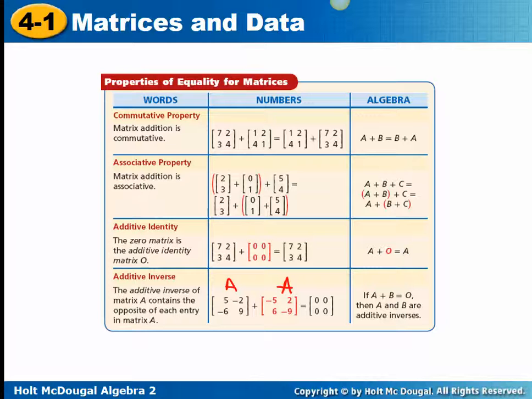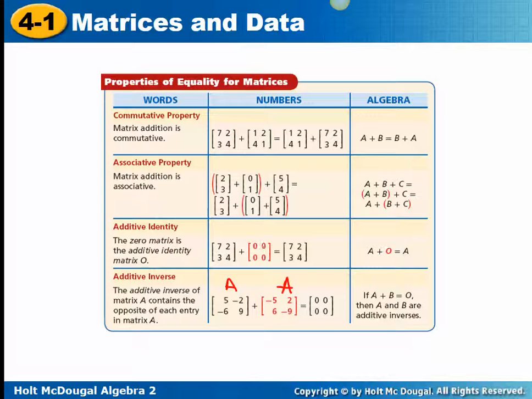The properties of equality for matrices are not all the exact same ones as for real numbers. The commutative property holds. You can add matrices in either order. The associative property is true if you have all adding. You can either add the first two together and then add the third one, or you could add the last two together and then add the first one.